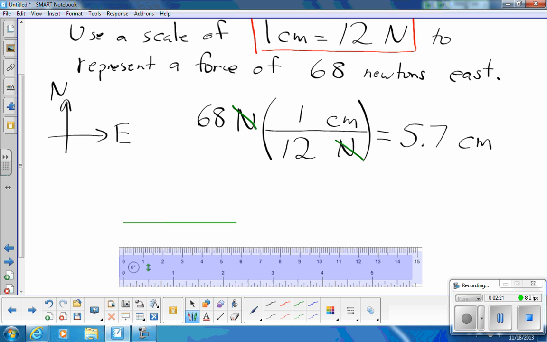And now I'm going to put the arrowhead on. And remember, when you put the arrowhead on, go to the very end of the vector and draw 2 lines straight back from the end of the vector. And that way you're not changing its length. And then if they ask you to label it, you can label it by saying this is a force of 68 newtons. That is that.